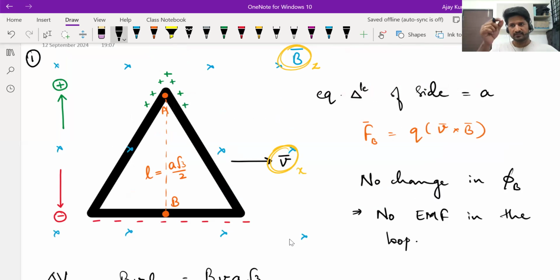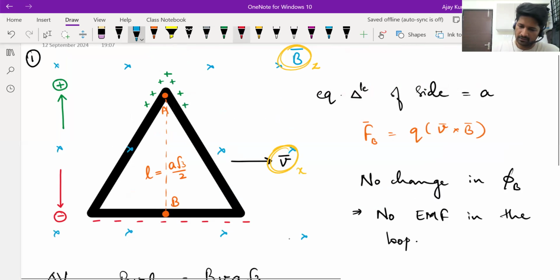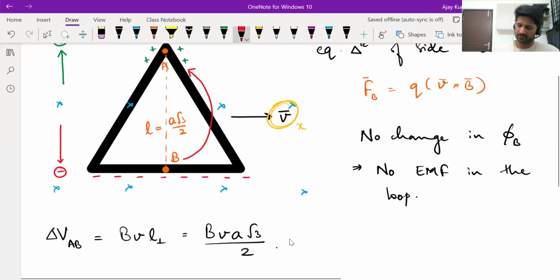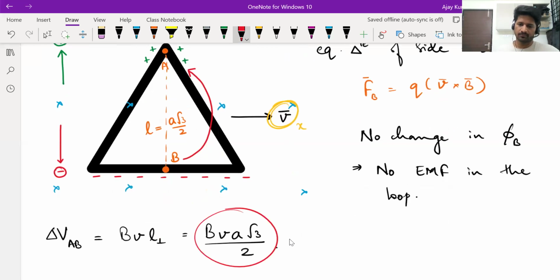No. There is a potential difference between the 2 points. That's fine. Now you go from, imagine moving from B to A. If you move from B to A, the potential increases by this much, BV A root 3 by 2. Again, if you come back from A to B, the potential falls by the same amount. So the total EMF in the loop is 0. Okay, so what Faraday said is correct. Flux is not changing, EMF is not induced. Okay, net EMF induced in this loop is 0.